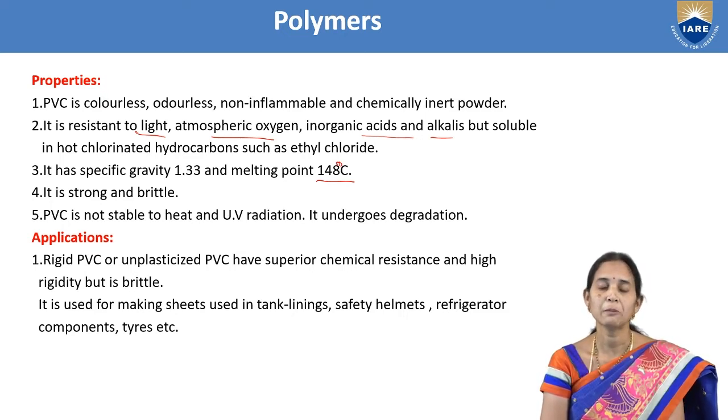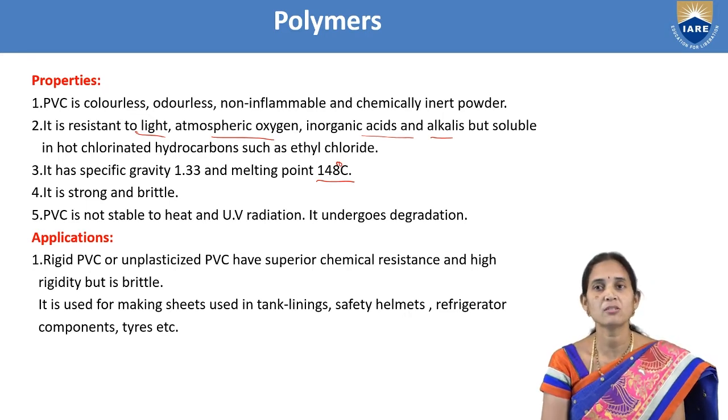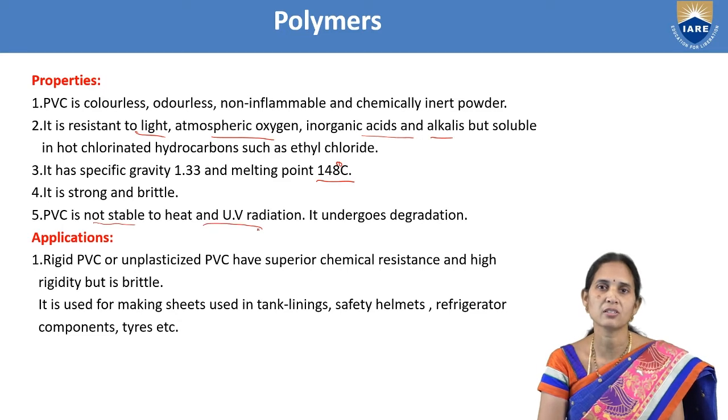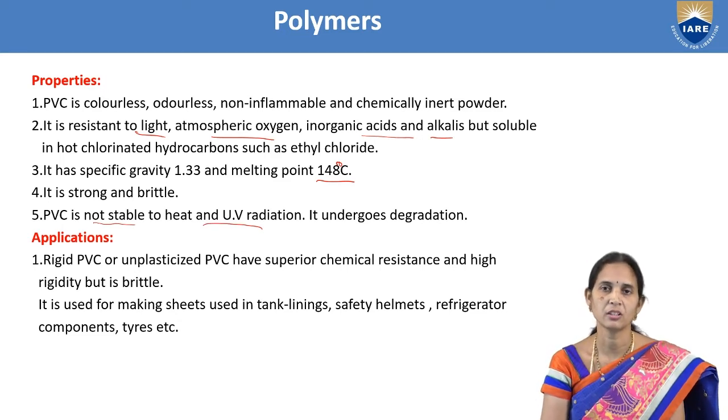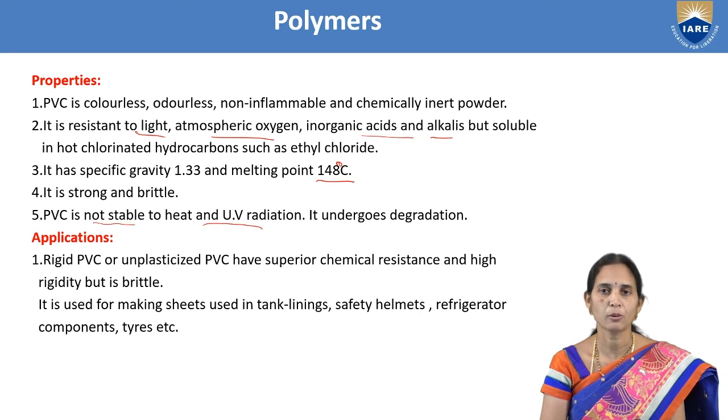And it is strong and brittle. Polyvinyl chloride is strong and brittle. And it is not stable to heat and UV radiation. It undergoes degradation. So these are the properties of polyvinyl chloride.